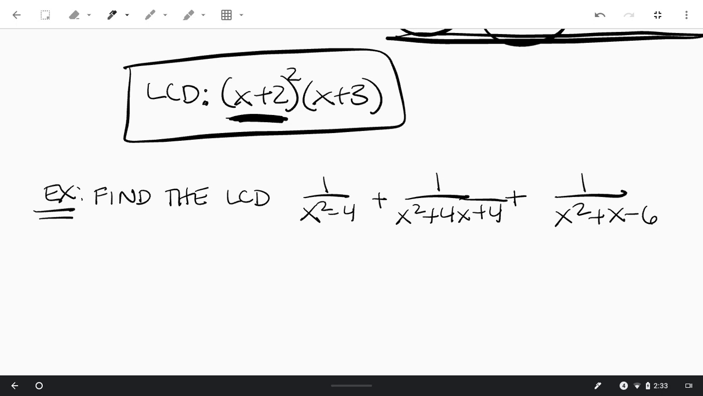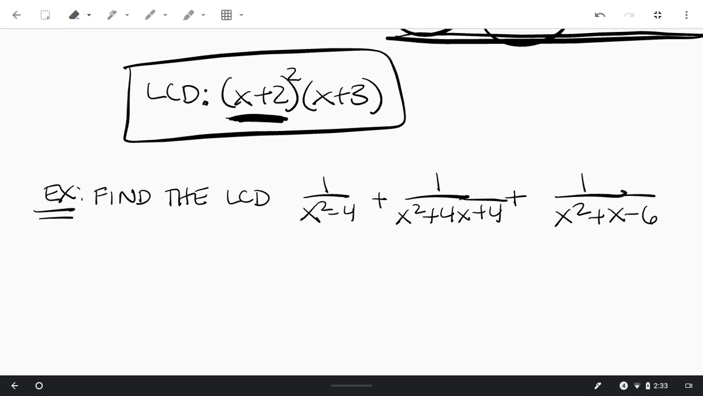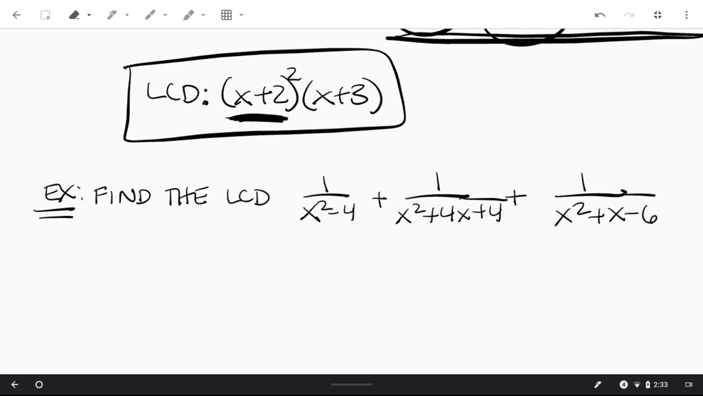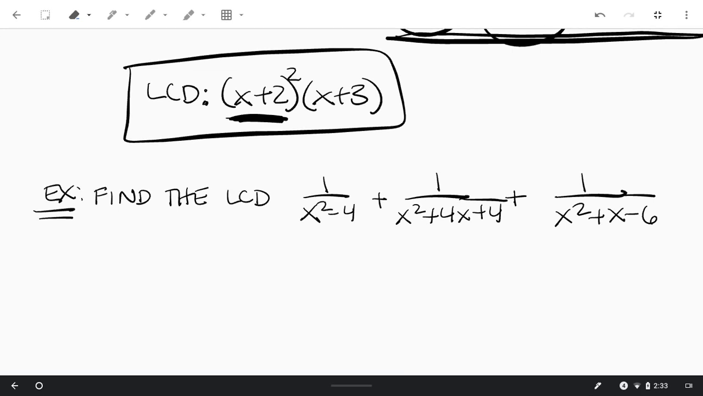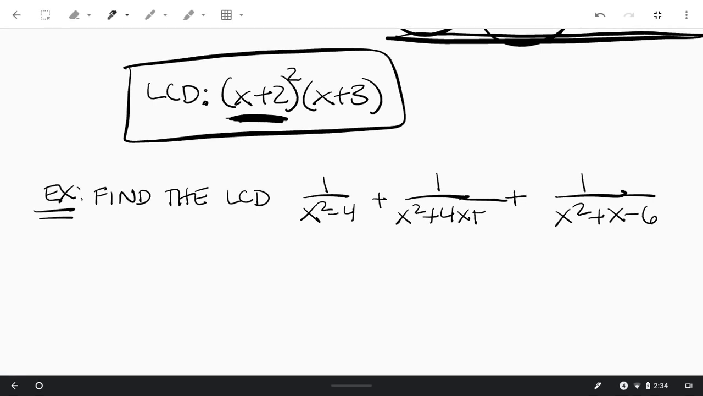Okay, so here, that's supposed to look like a 4, but it doesn't. Let me fix that, if I can. All right. And x squared plus 4x plus 4. Okay, so we need to factor all of the denominators first.